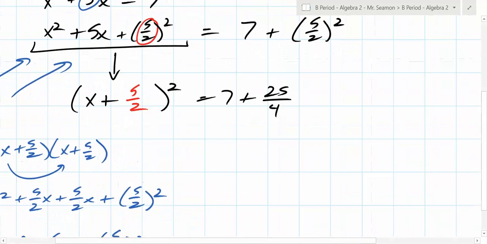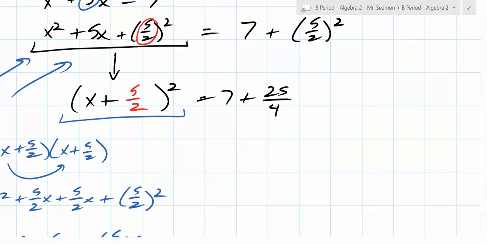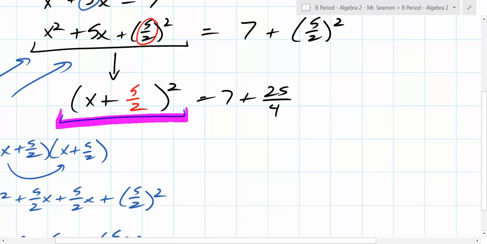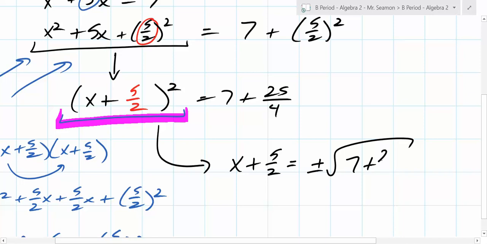Yes, it is. The reason we did this is, how do you get rid of a square right here? What do you do to get rid of that square? Well, no, we want to get rid of it. We don't want to expand it. We square root both sides. And if we square root both sides, we end up with x plus 5 over 2 equals plus or minus the square root of this thing. I just haven't added the fractions together.